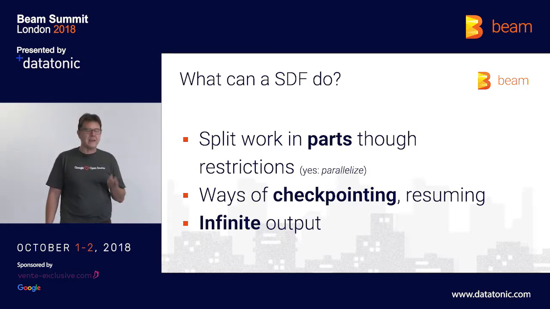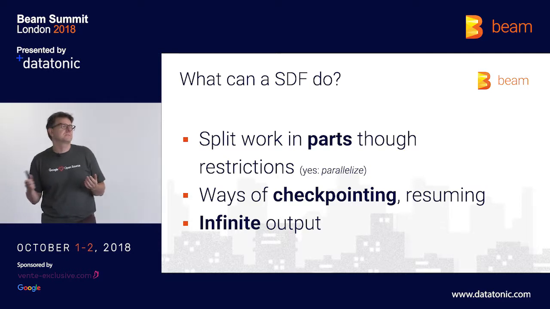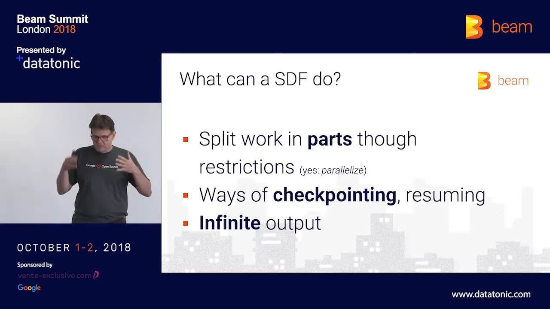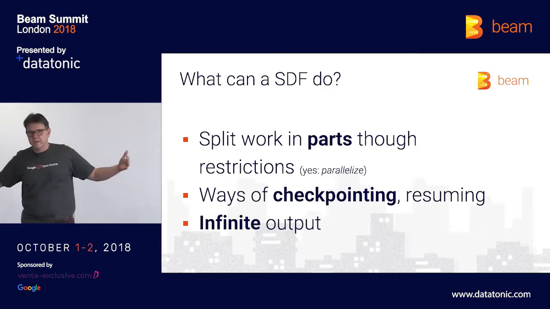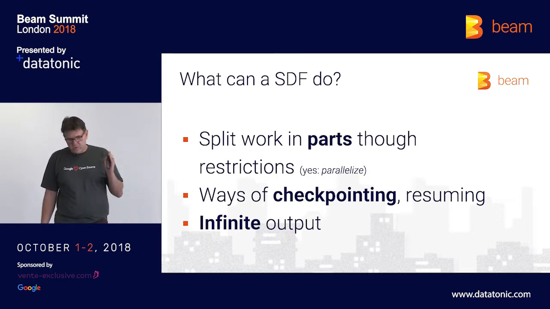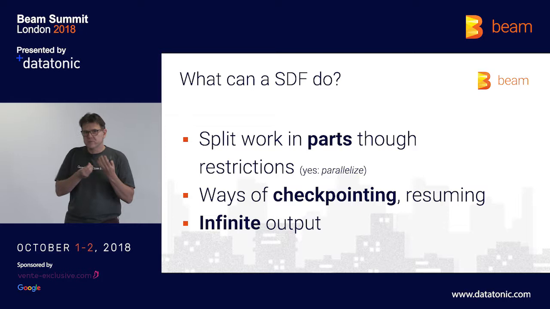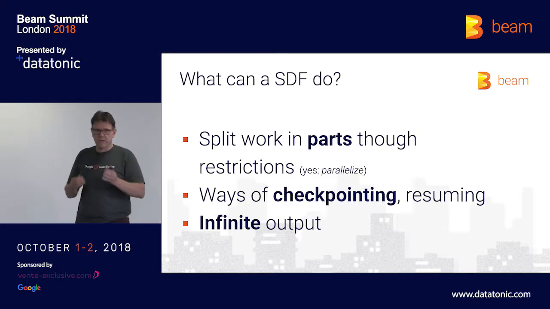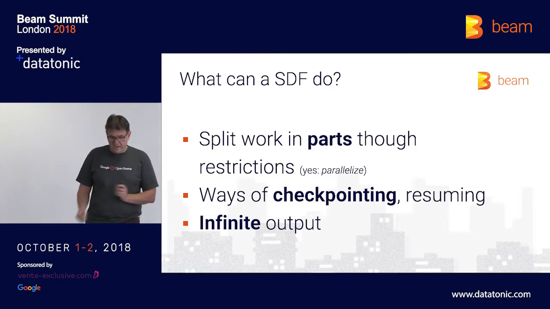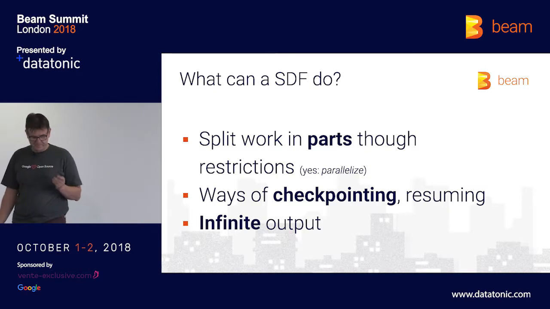So the SDF, what does it add? It has a possibility to split the work, and that's done through restrictions. So if you have an input element, you, as the writer of the DoFn, can say, okay, for this element, I have this amount of blocks that I can define, from 0 to 100 or something. You're in control there. And also a way of checkpointing. So if you have an amount of work to do, there are checkpoints that you take so that the runner can say, hey, stop your work, I'm going to reschedule you on another worker. Those are part of the API. It will get clear in an example. And by this checkpointing mechanism, you have the possibility to have an infinite output stream.